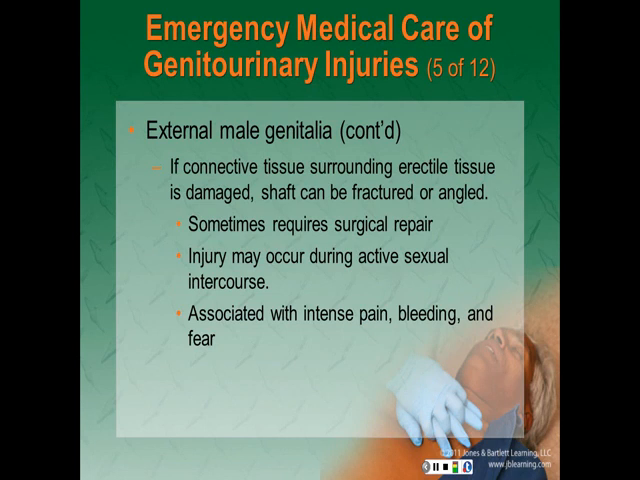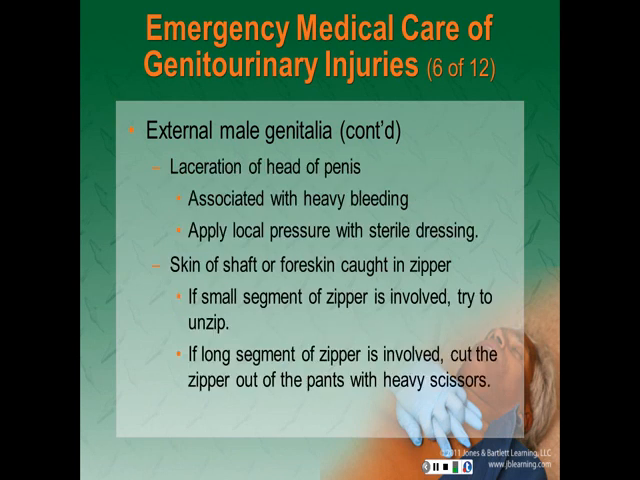If the connective tissue surrounding the erectile tissue is severely damaged, the shaft can be fractured or severely angled. This sometimes requires surgical repair, and the injury may occur during a particularly active episode of sexual intercourse. This is associated with intense pain, bleeding into the tissues, and fear. Accidental laceration of the head of the penis is associated with heavy bleeding. Local pressure with a sterile dressing usually stops the hemorrhage.